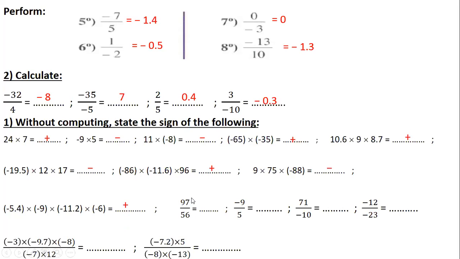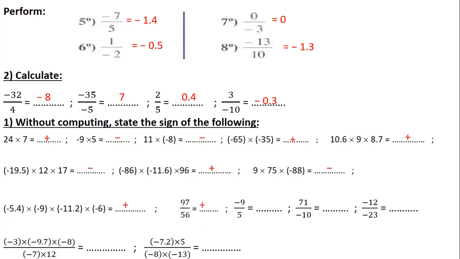Yes, miss. What is the sign of 97, Karam? I can't see the screen. It's plus. 56? It's plus also. So positive over positive, what will be the answer? Positive. Thank you. It is positive.